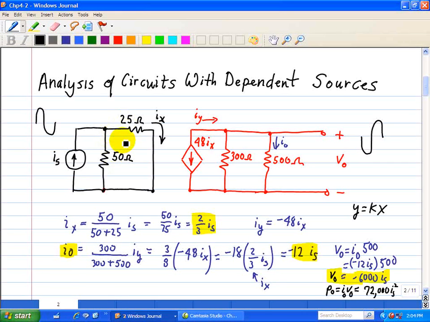Since we calculated the power output here, let's calculate the input power given by IS. Now these two resistors are in parallel, so the power at the input, we'll call it PS, PS is equal to IS squared times R, and that R is defined in this case to be the parallel combination of the 50 ohm and the 20 ohm. That's equal to 50 over 3 IS squared.